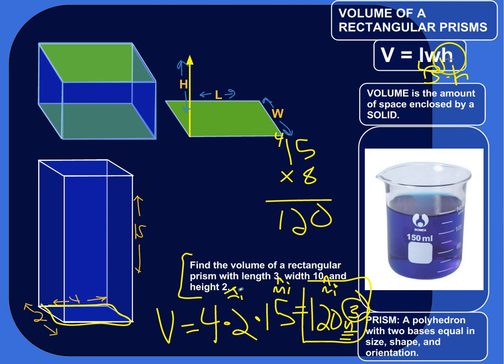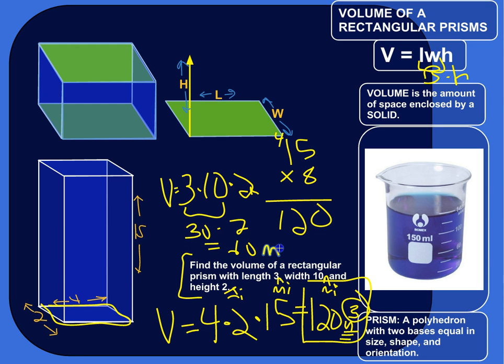It would be length times width times height. So the volume would be 3 miles times 10 miles, and this would be the area of the base, length times width, times the height of 2 miles. Imagine that, it's a box that's 2 miles high. Probably be dangerous for planes, I would imagine, but that's alright. They can fly around. 3 times 10 is 30, times 2 is 60. So the volume of this gigantic rectangular prism would be 60 cubic miles, or miles cubed. Boom. That's it.